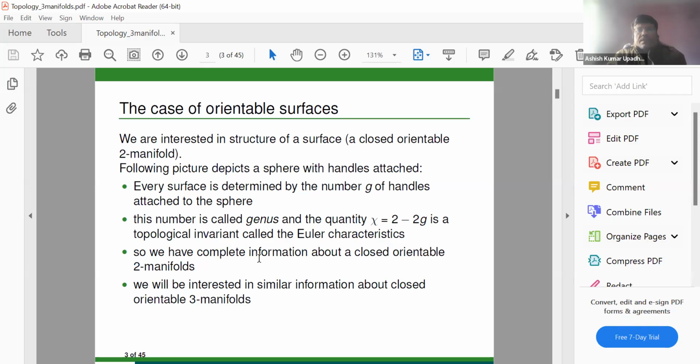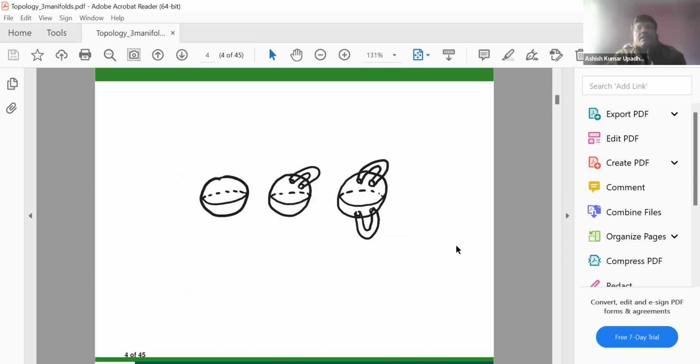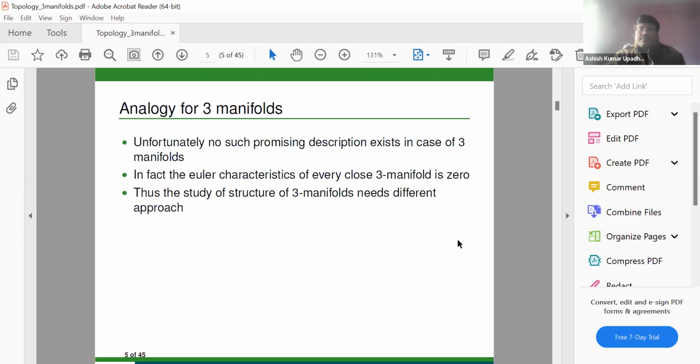Okay. So in case of surfaces, we have complete information about their structure. We would like to see the same kind of interpretation, the same kind of description in the case of dimension 3. So let us see what happens in dimension 3. In dimension 3, unfortunately, no such promising description exists.